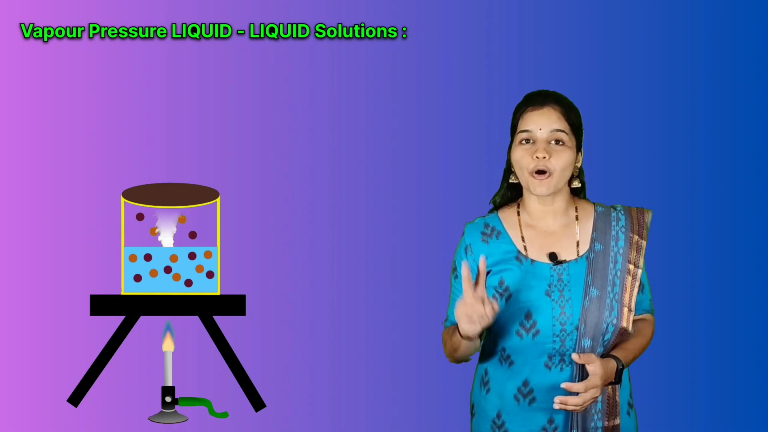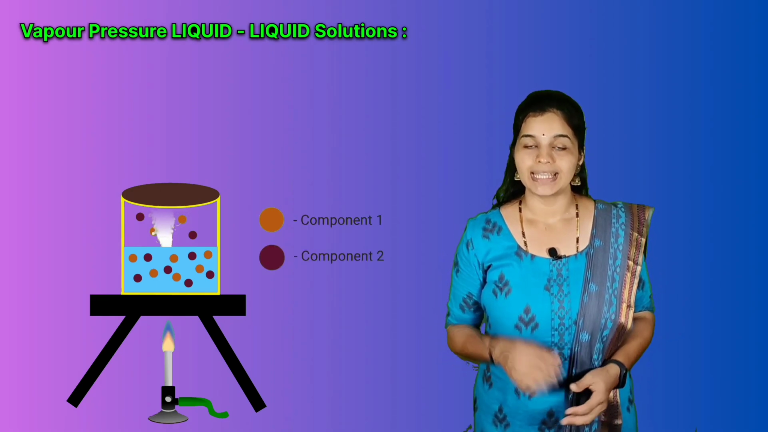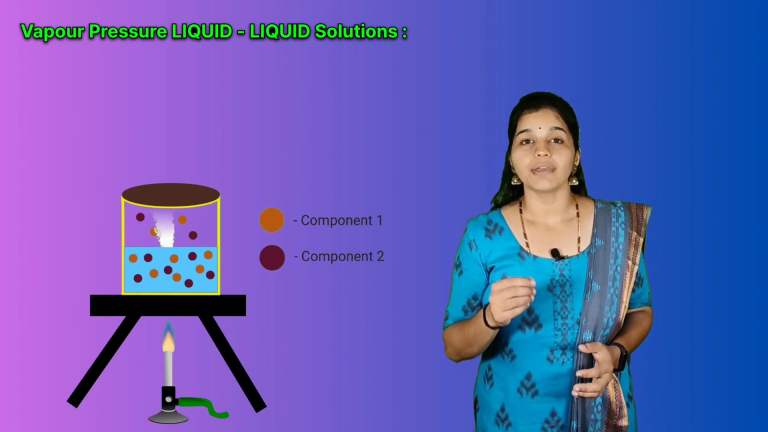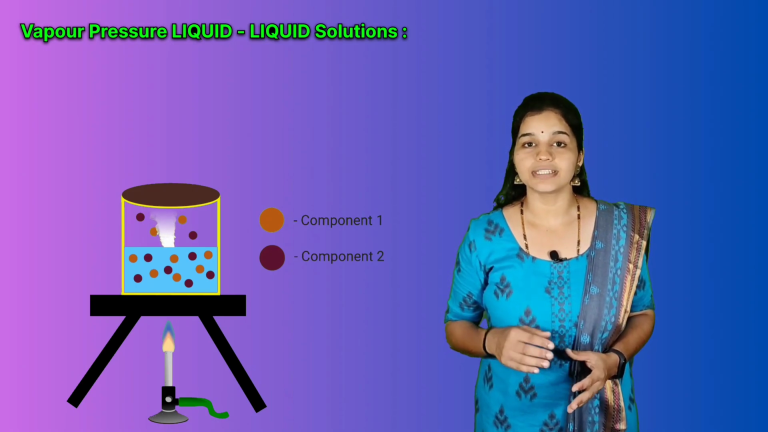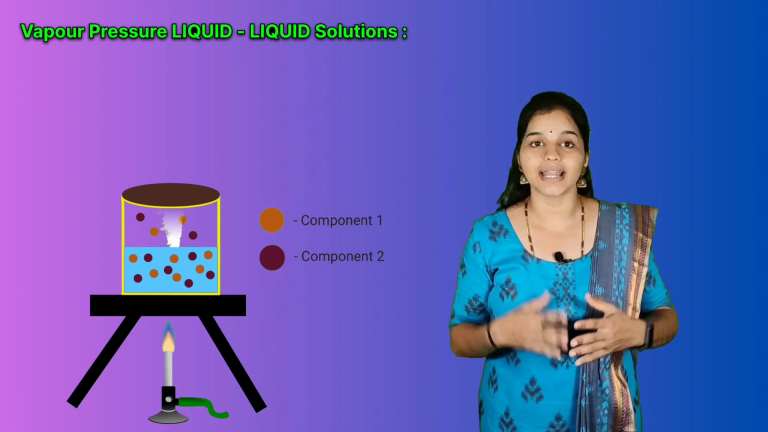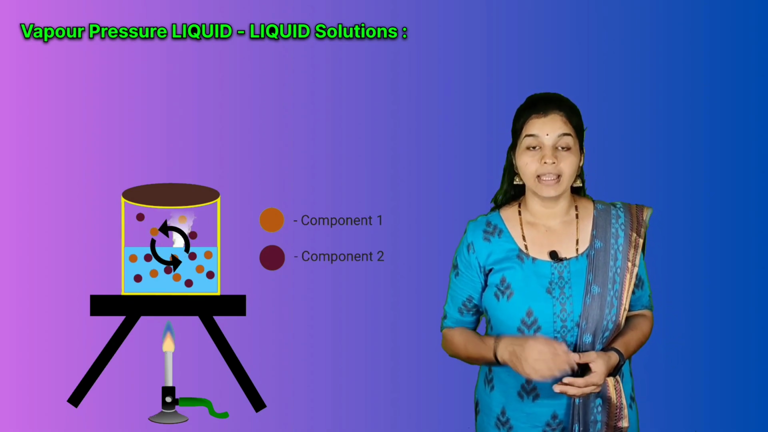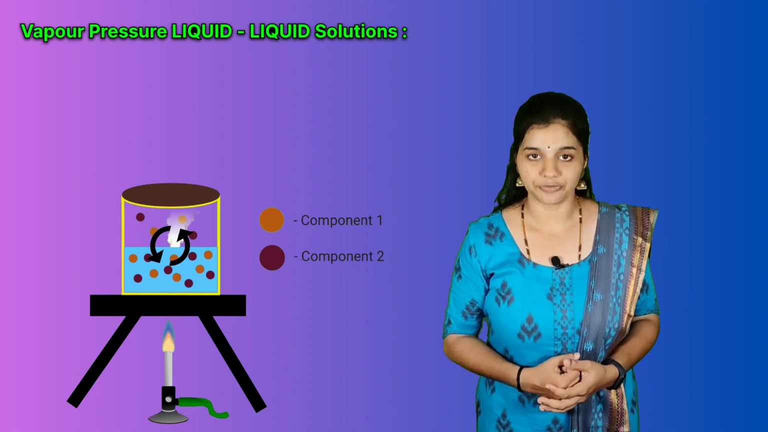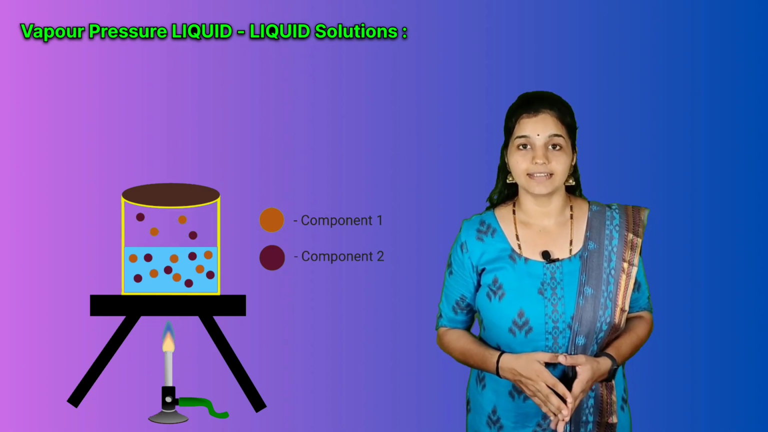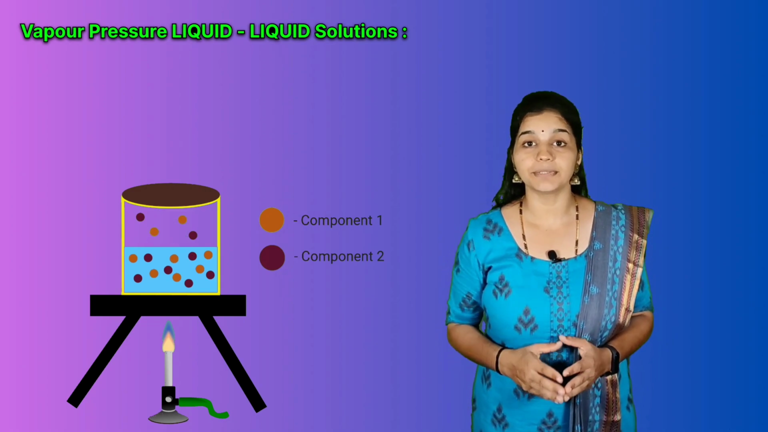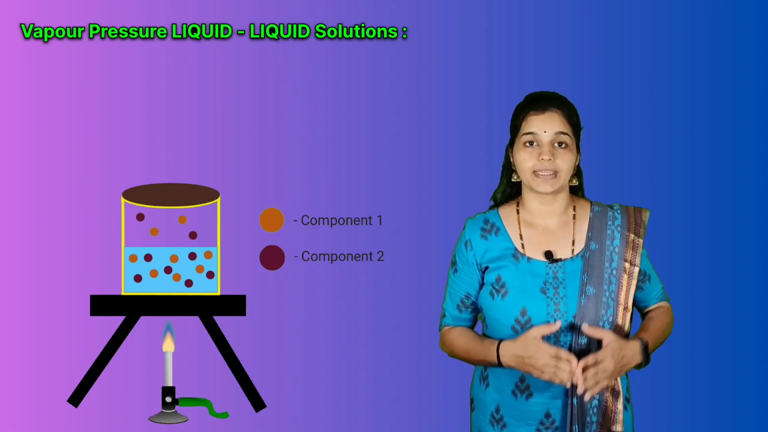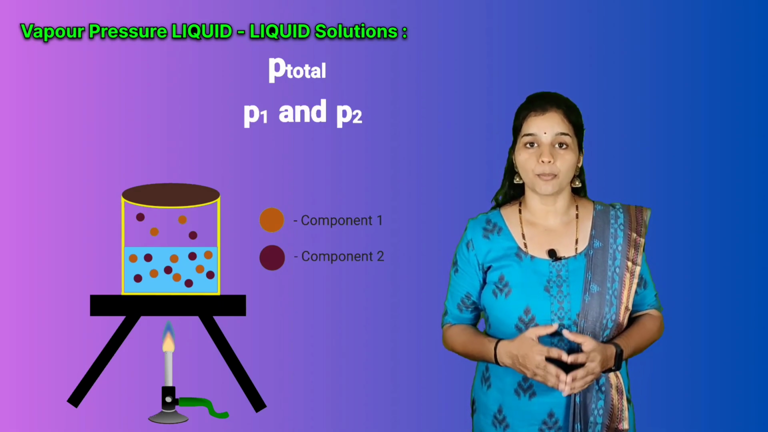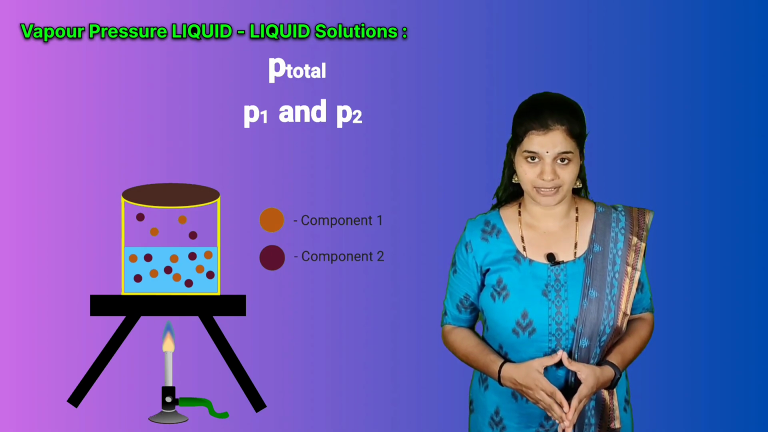Let us denote the two components as 1 and 2. Since the components are volatile, when heated, they evaporate. When heated, these liquids will be converted into vapor and vapors condensed to form liquid again. So, there is a dynamic equilibrium between the vapor phase as well as the liquid phase. Let us consider the total vapor pressure at equilibrium stage as P total and P1, P2 be the partial vapor pressures of two components 1 and 2 respectively.